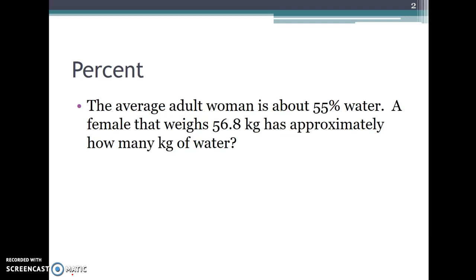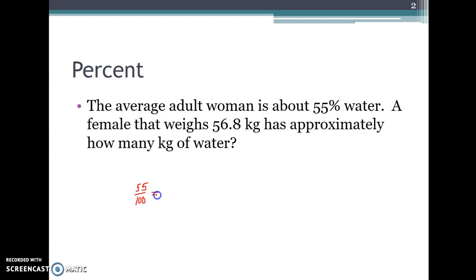For our first problem, we have: the average adult woman is about 55% water. A female that weighs 56.8 kilograms has approximately how many kilograms of water? When I'm dealing with a percent problem, I'm going to start my problem by dealing with the percent. So in this problem, I see that the percent is 55%. I know that percent literally means per 100, so I make a fraction 55 over 100.